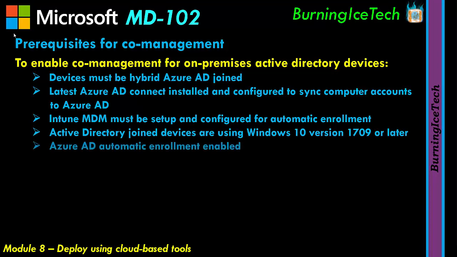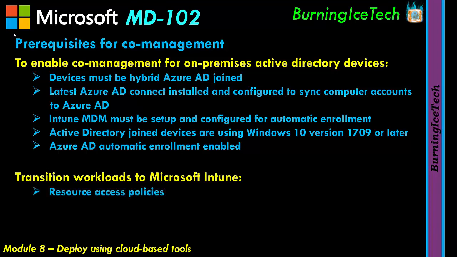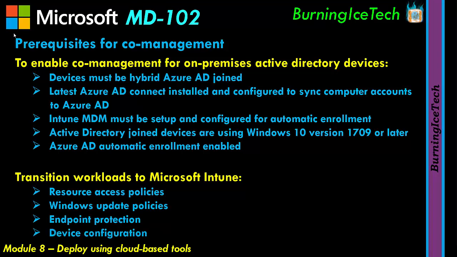Azure Active Directory automatic enrollment must be enabled. Just because you have it does not necessarily mean it's enabled. And as for transitioning workloads to Microsoft Intune, there are a couple of things you need to keep in mind. That would be things like your resource access policies. You might want to have a look at that. Your Windows update policies, your endpoint protection, and then of course your device configuration. These are just things you have to keep in the back of your mind, and you or your team will most likely have to go and configure this in your environment. It's very rarely you can just leave them on the default settings.